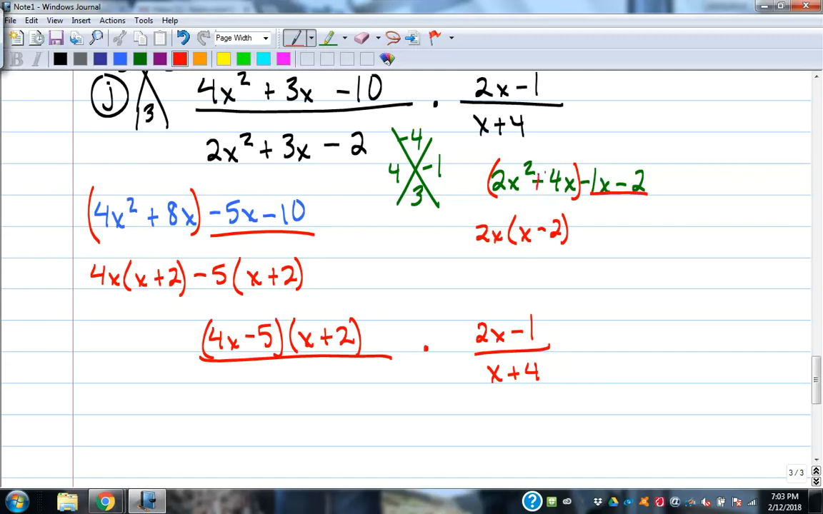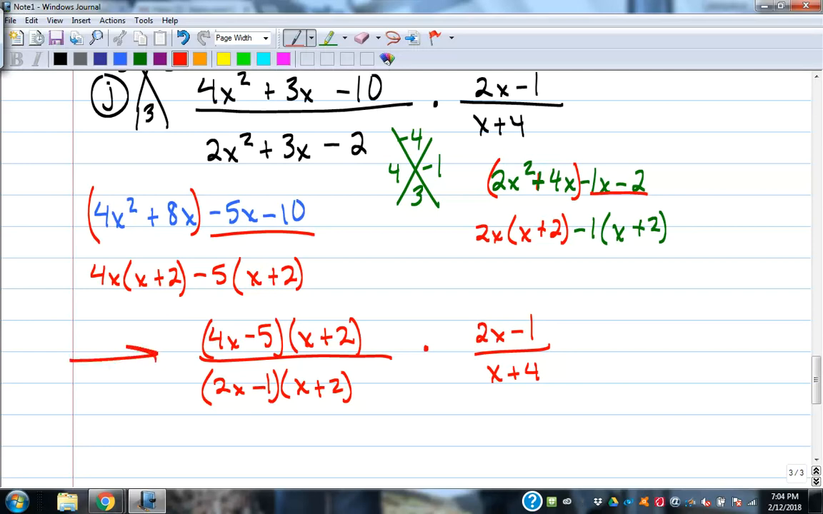It's a plus 4x, not a minus. Mistake. Write it down. So that leaves us 2x and x plus 2. And then in the next place, we pull out a negative 1 and that leaves us x plus 2. So the factored form of the denominator is 2x minus 1 and x plus 2.